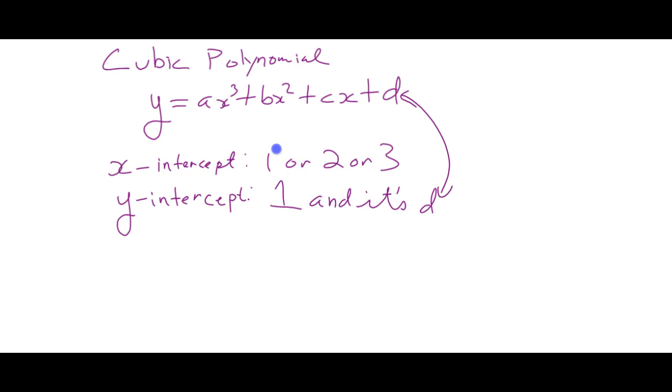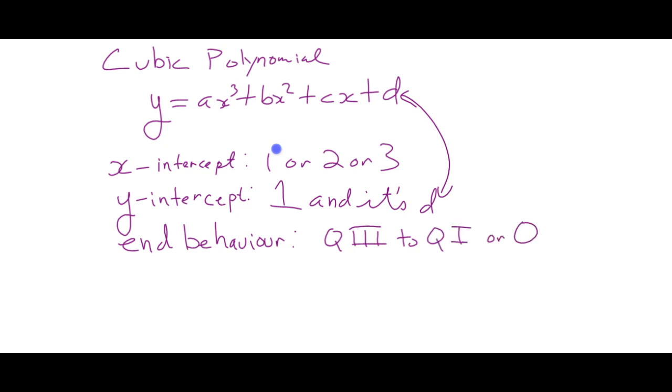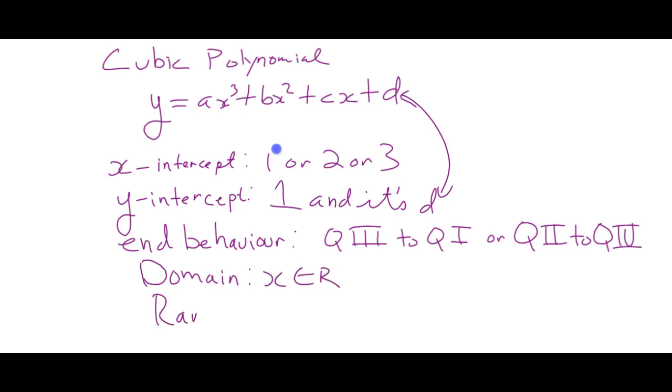If I ask you the number of possible x-intercepts, then you got to remember, well, a cubic can have 1 or 2 or 3. A quadratic could have 0 or 1 or 2. A linear has 1, period, paragraph. Not possible, it just has 1. Okay, x-intercept, y-intercept, what was next? End behavior? So we said, well, the end behavior is the same as the linear, right? It's an odd degree. And that was, what, Q3 to Q1? Or Q2 to Q4. Domain. And the range. What's the range?